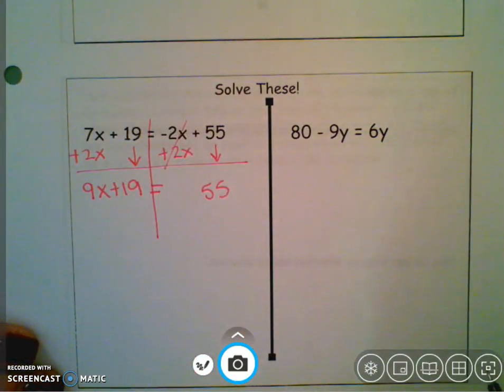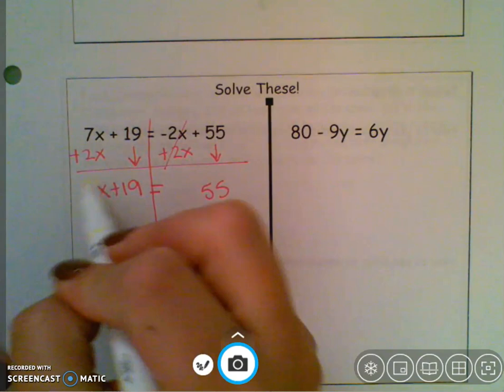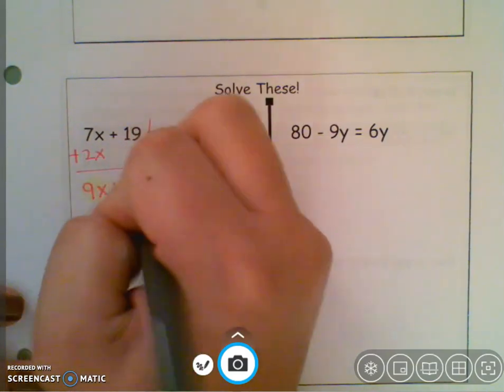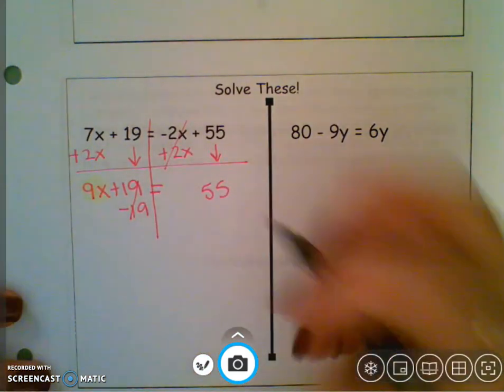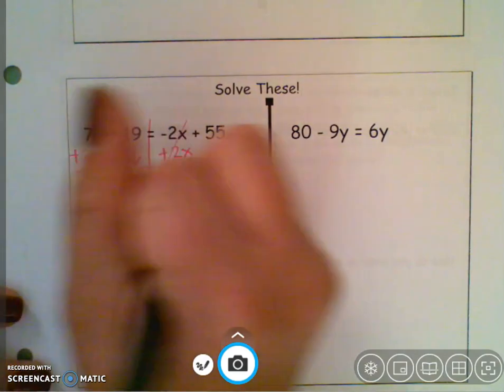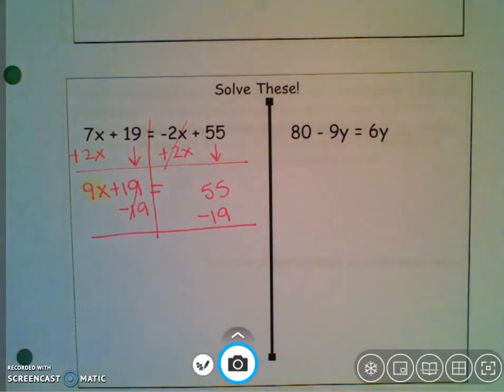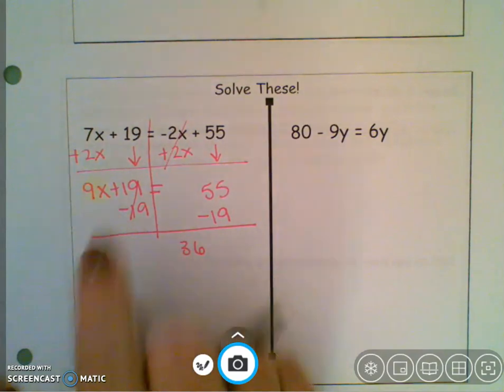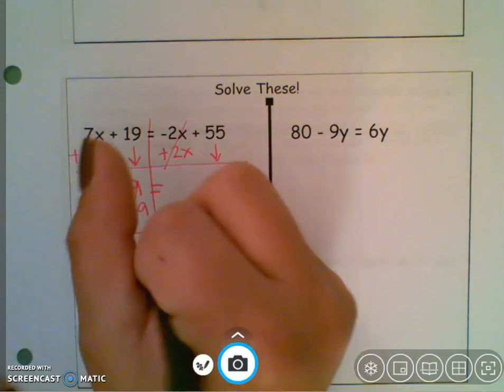Now it's a two-step equation like what we've been doing. So we have to get the x by itself. So I need that right there to be by itself. So I need to subtract the 19 from both sides. So 55 minus 19 gives you 36. And then you bring your 9x down.